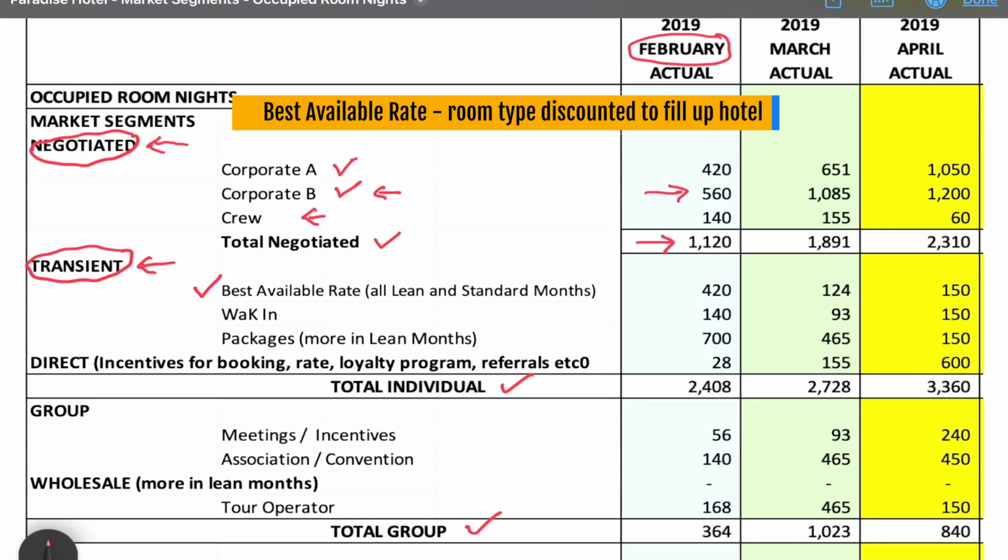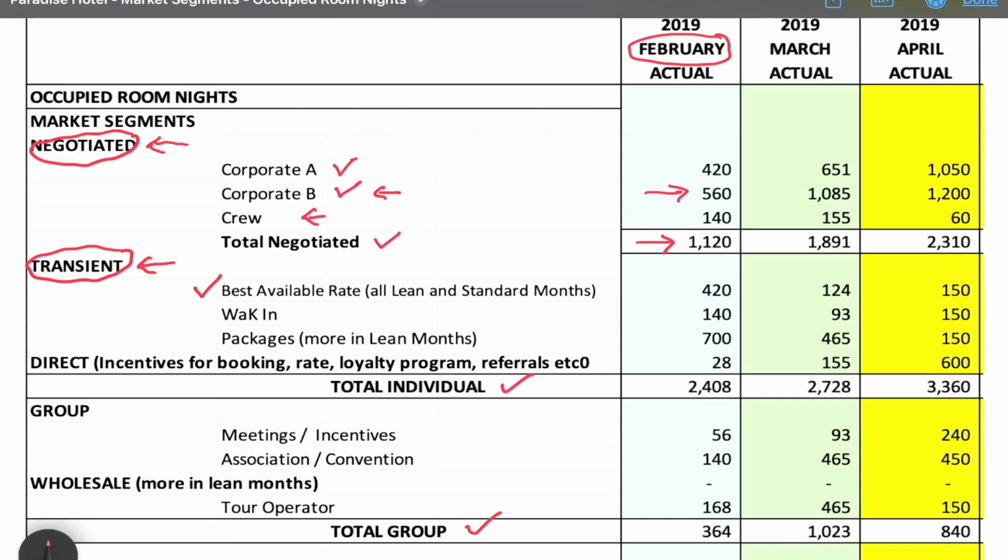So the best available rate is actually a rate for a particular room type, which is discounted up to 30, sometimes 50% in order to fill up the hotel. The best available rate is part of the individual market segment, as we see here. You also notice that the best available rate contributes to about 420 room nights for the Paradise Hotel.